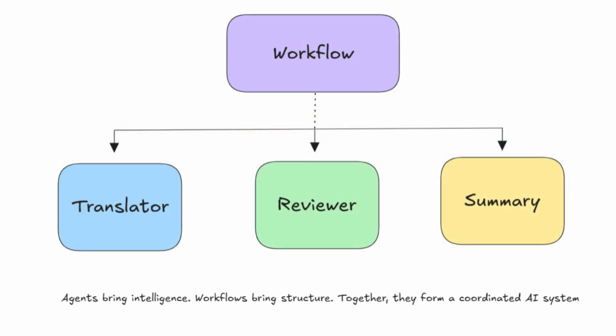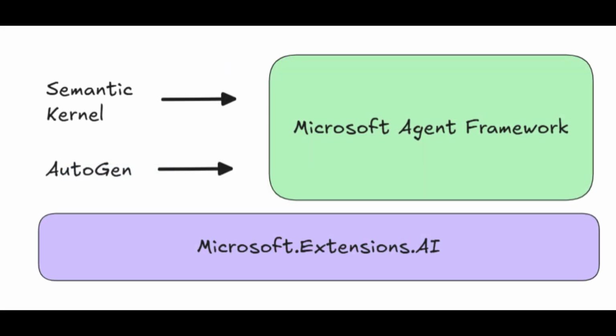Now here's where the magic happens. Agents bring intelligence. They understand context, reason, and generate output. Workflows bring structure. They decide the order, dependencies, and branching. Combine both, and you get a team of cooperating AI agents that can achieve something much larger than any single model call. For example, one agent translates text, another reviews it, and another summarizes it, all coordinated by a workflow you define. It's like turning LLMs into a well-organized software system, not just a chatbot.